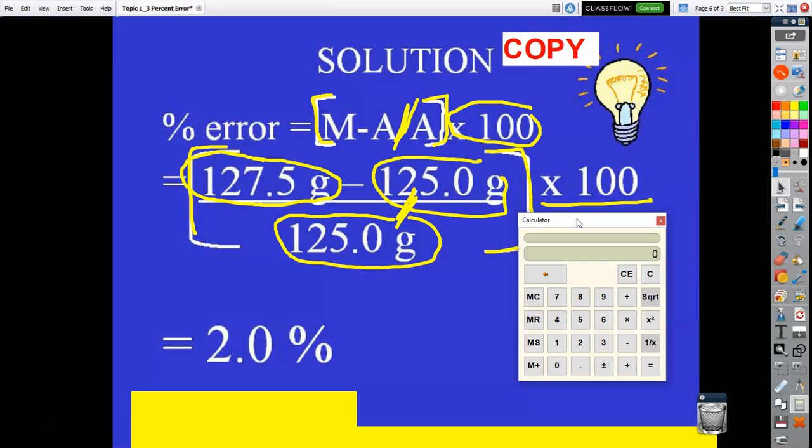And so you've got to be real careful when you plug things into a calculator about the order of operations, because here you can see you're doing different things. You're doing a subtraction, a division, and a multiplication. So it might try to multiply by 100 and divide by 125 before it does this actual subtraction, and you'll get a totally different answer. So you have to be very careful.